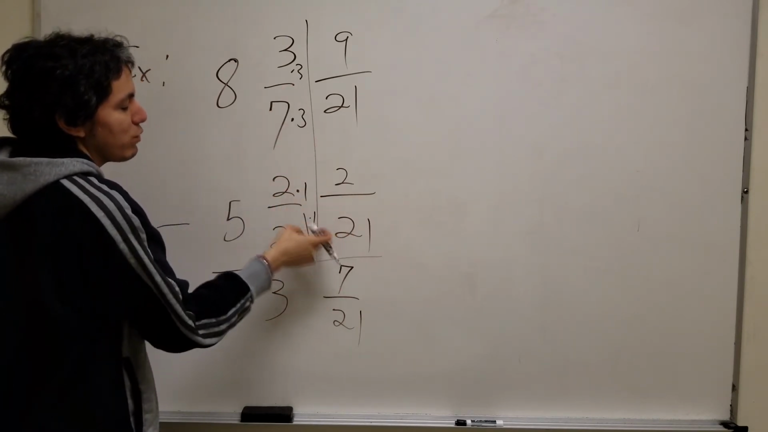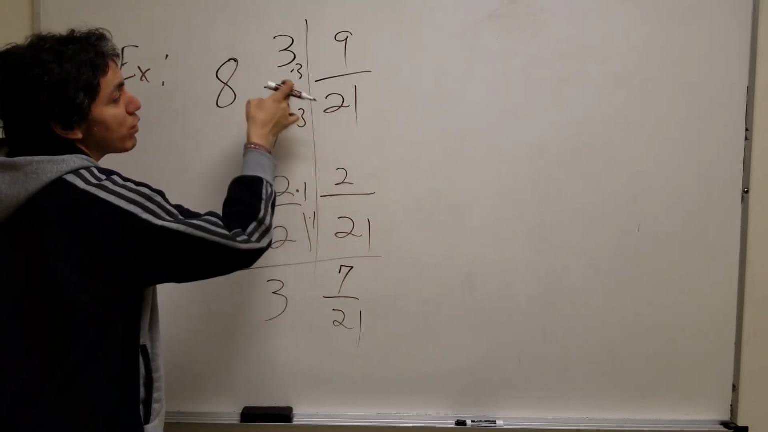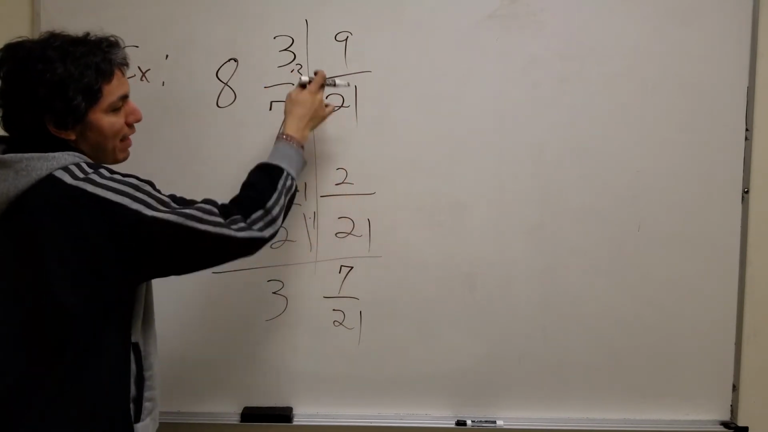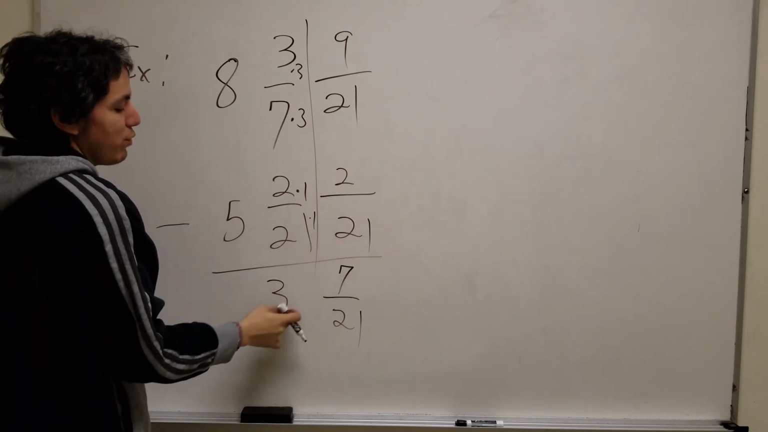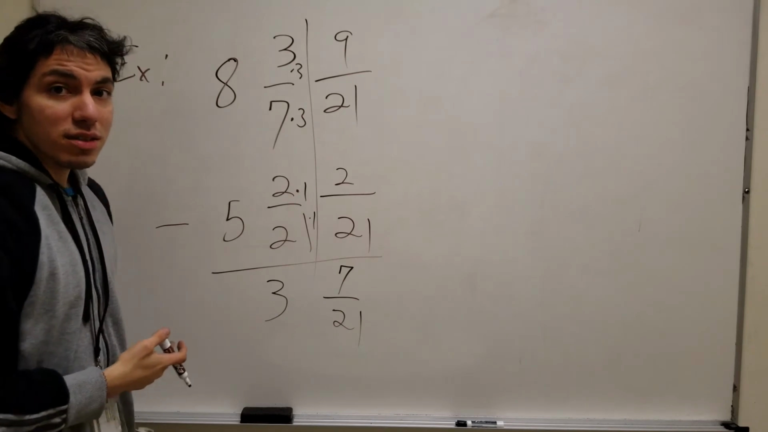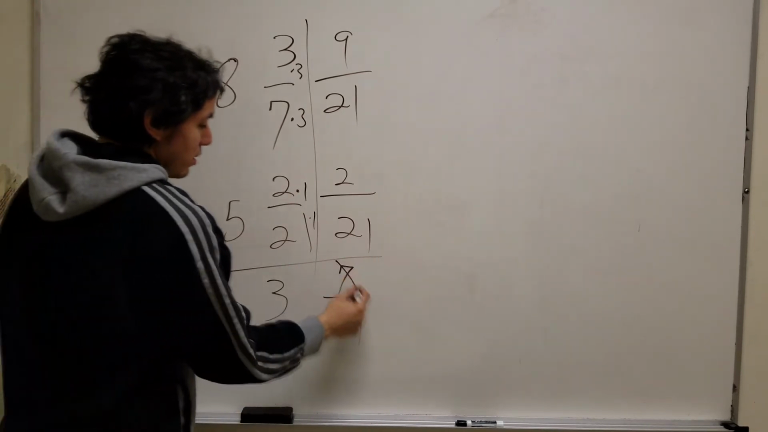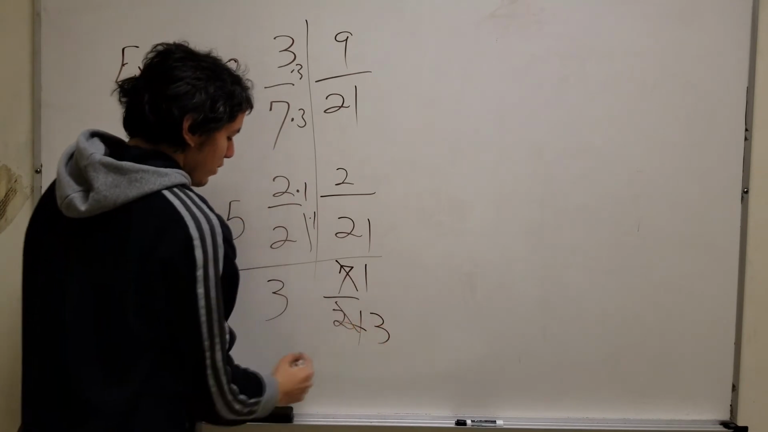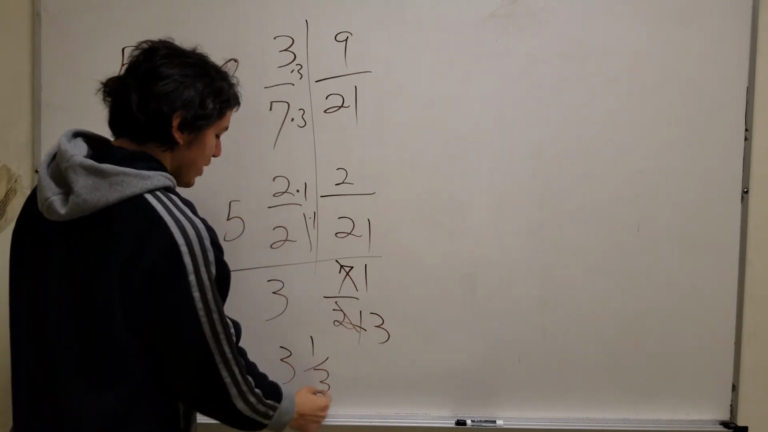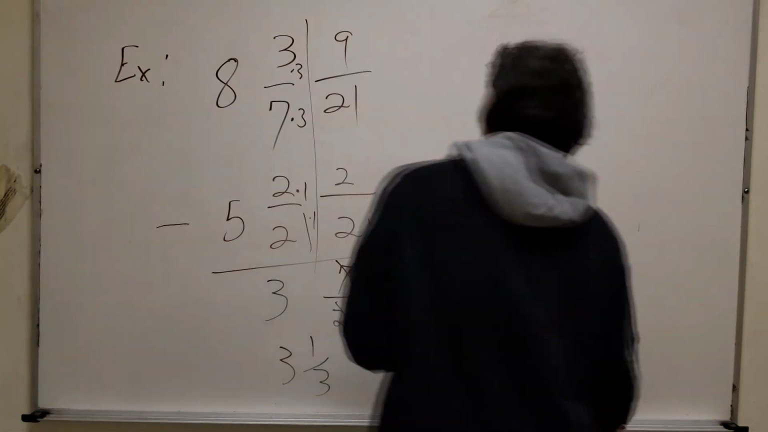So 1 times 21 is 21. 1 times 2 is 2. 7 times 3 is 21. 3 times 3 is 9. I subtract the numbers and I'm left with 7 over 21. Now, can I reduce this? Yes. In situations like this, you should reduce this. So I get 1 over 3 as my answer. One last one and I'll be done.